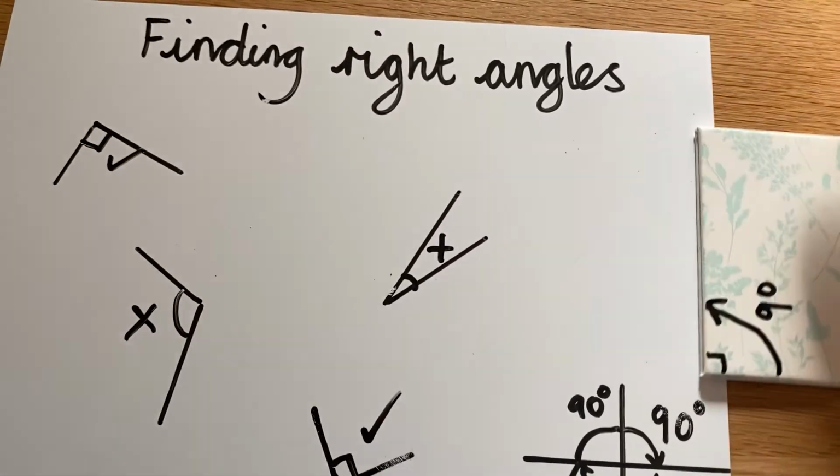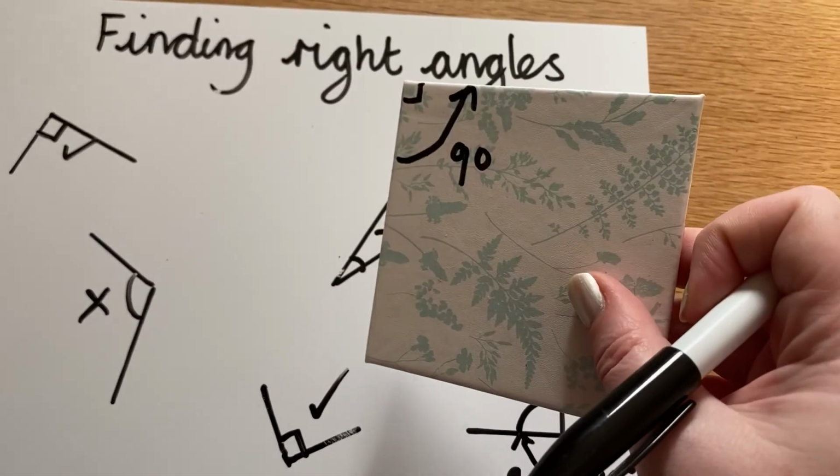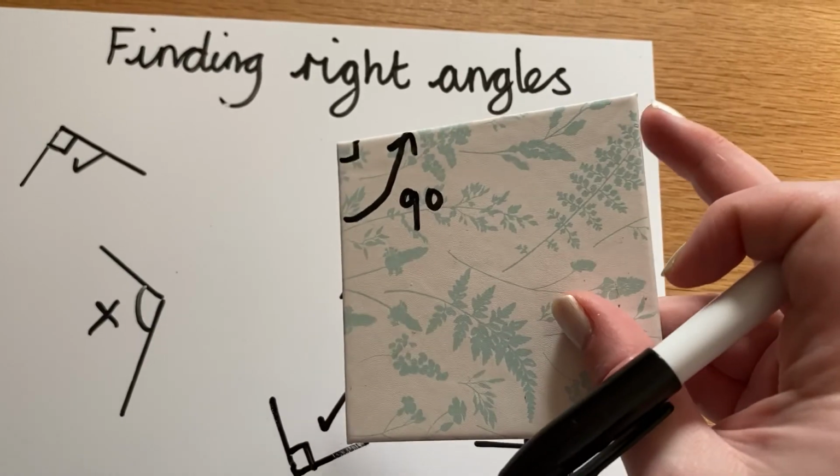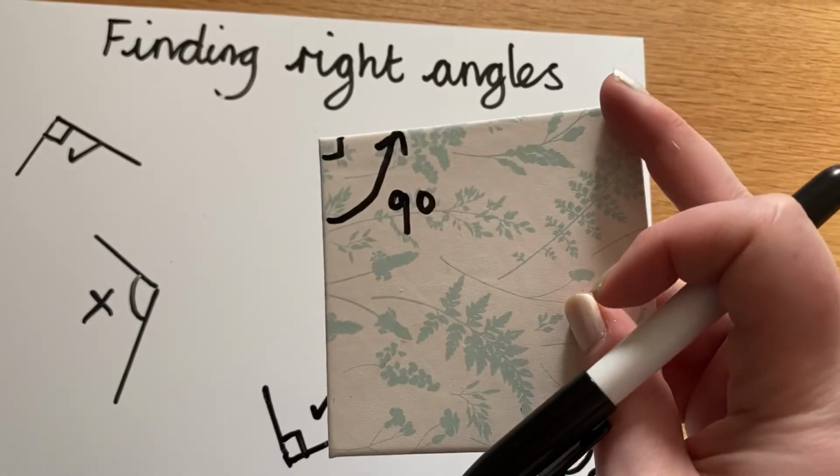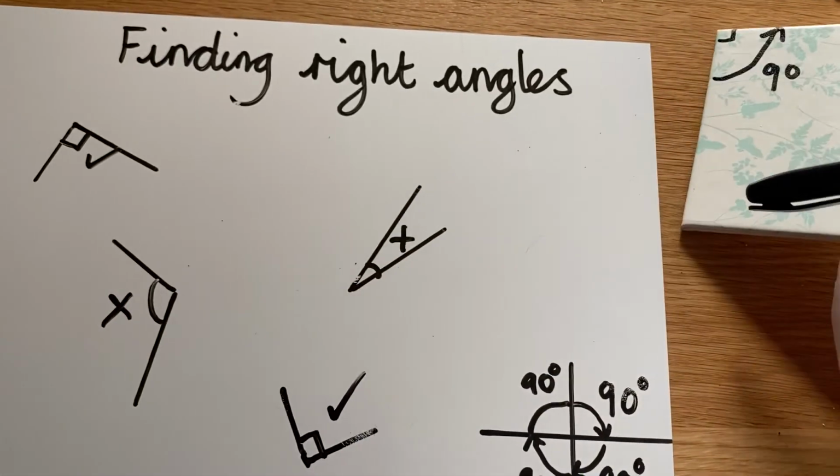And that's how you can use something that you have in your house. If you can find a square or a rectangle, all of those corners where the sides meet will be right angles.